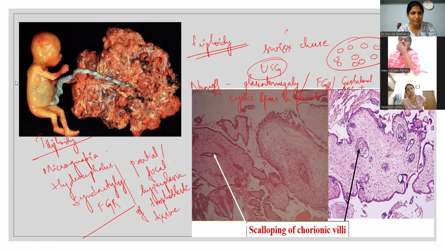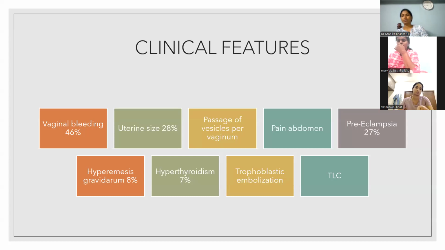So in this picture, you can see a syndactyly, and you can see there is focal proliferation of the trophoblastic tissue. Okay, so this is how you differentiate between a complete hydatidiform mole and a partial hydatidiform mole.